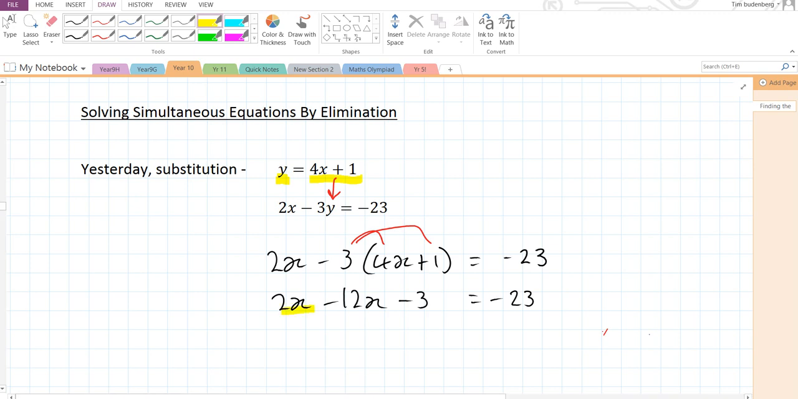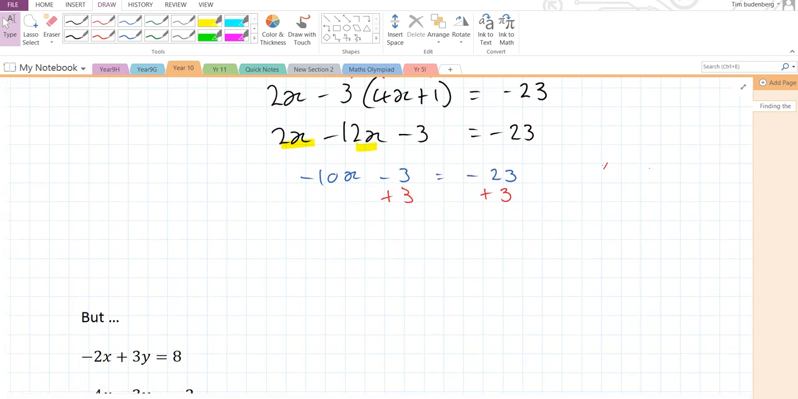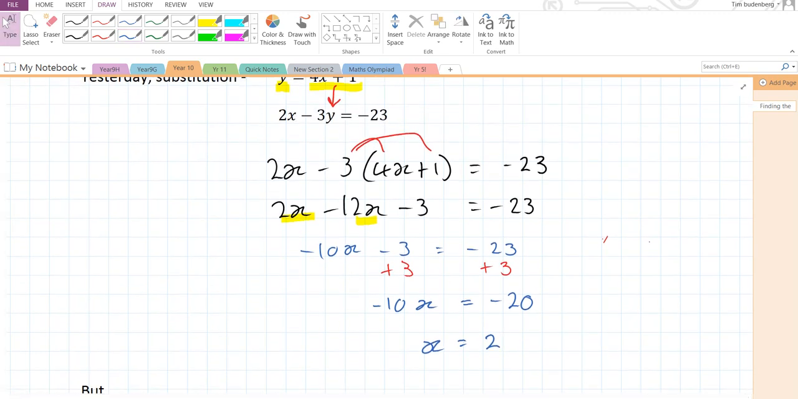We collect like terms. Negative 10x minus 3 is equal to negative 23. Then we start unwrapping x, if you like. So minus 3 is the furthest away. We add 3 on, giving us minus 10x is equal to negative 20, and therefore x is equal to positive 2. Now remember, this wasn't the entire solution because we wanted a point where they met, and so far all we've got is the x coordinate.